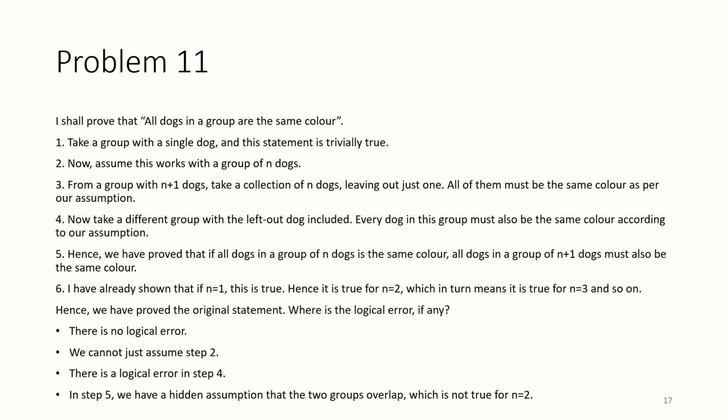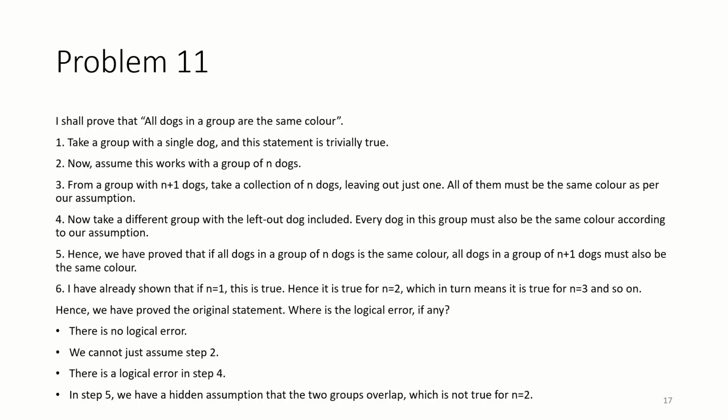What I personally feel is that steps 2 and 4 are actually not contradicting but supportive of the logic, because in the second step you are making an assumption: take a group with a single dog, and if it's of the same color, then it's trivially true, and we are making an assumption in the second one. And in the fourth one, if you carefully observe, they are saying the first one is a given. So we have a single dog.